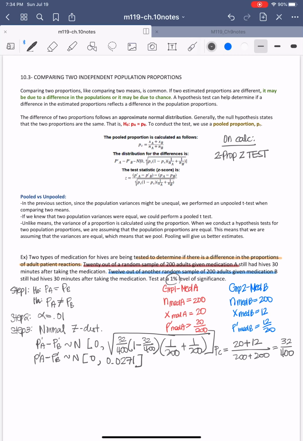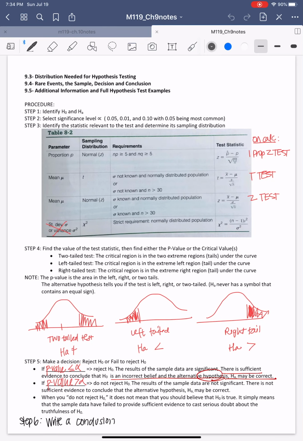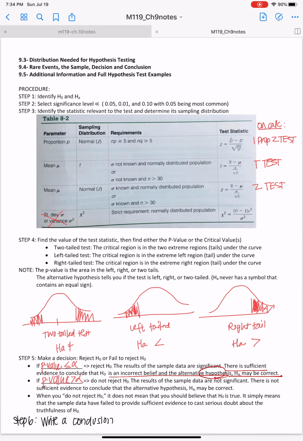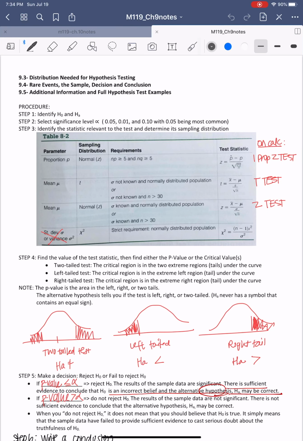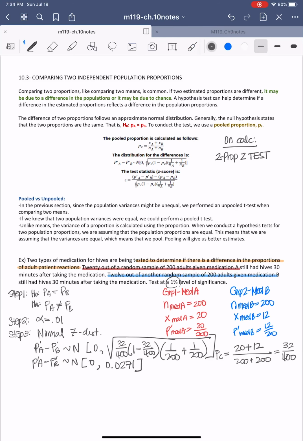Step 4 is determining the tail. Your alternative hypothesis is not equal to, so it's a two-tail test. So you're going to see the double-sided shaded in. Step 4, two-tail test.